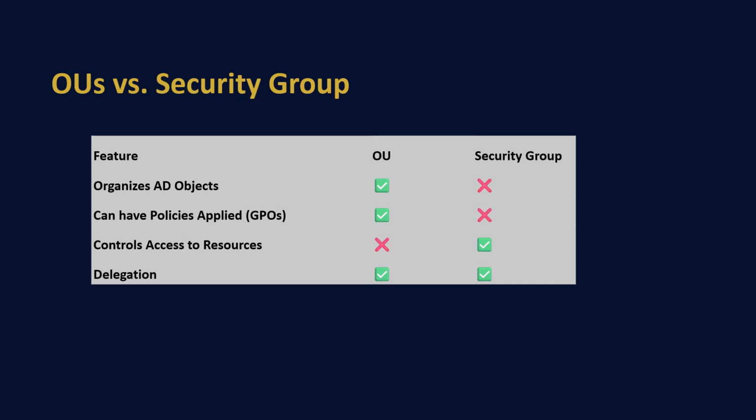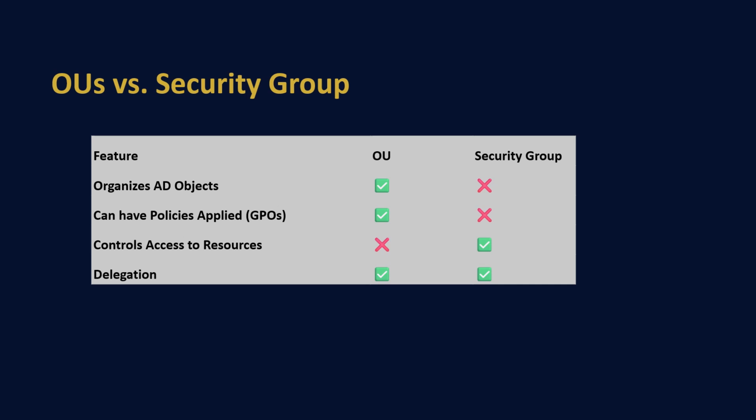Here's the big difference: group policy and access. The OU is your structure, it's the container where you apply configuration. If you want desktop settings, security policies, or software installs to take effect, you link the GPO to the OU. A security group, on the other hand, is all about access. It's a security identity that you use to grant permissions like access to a shared folder, an application, or printer. And importantly, security groups cannot apply group policy.